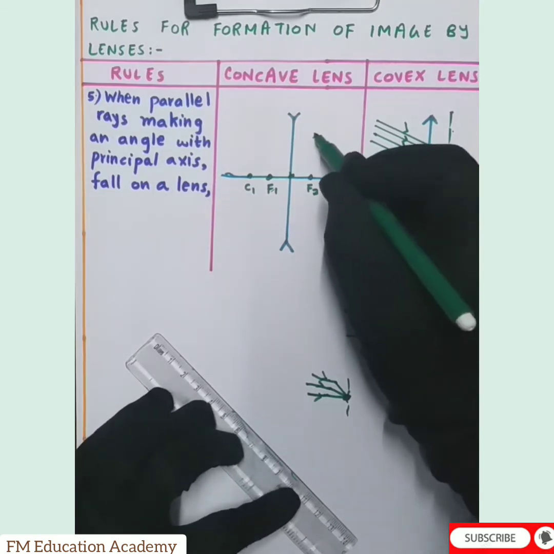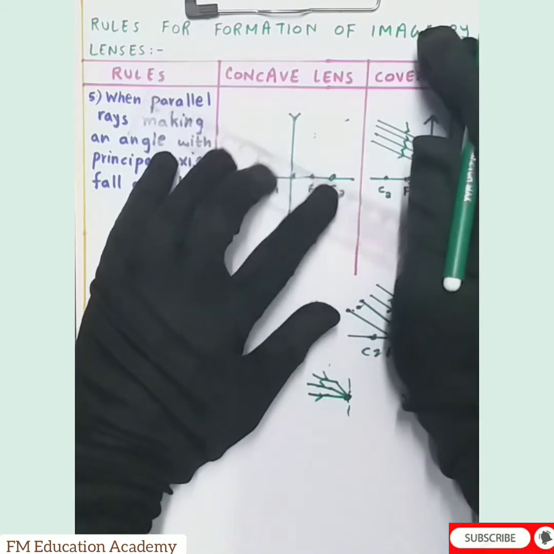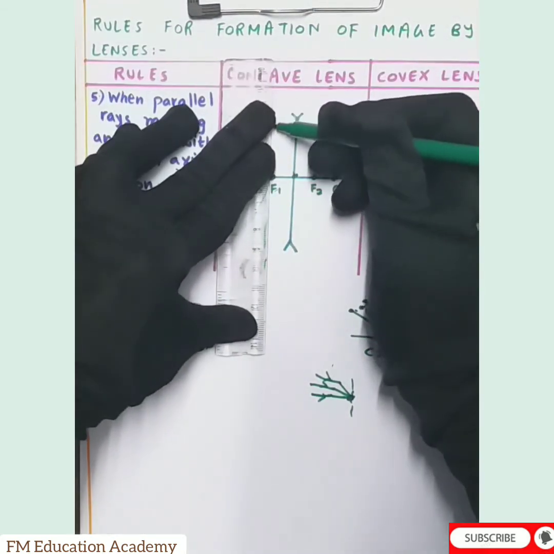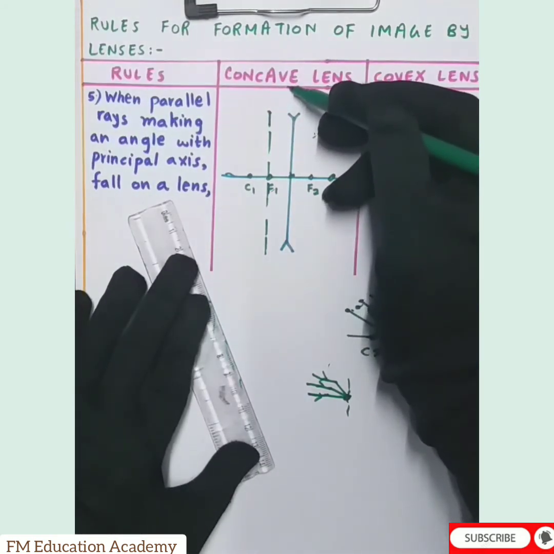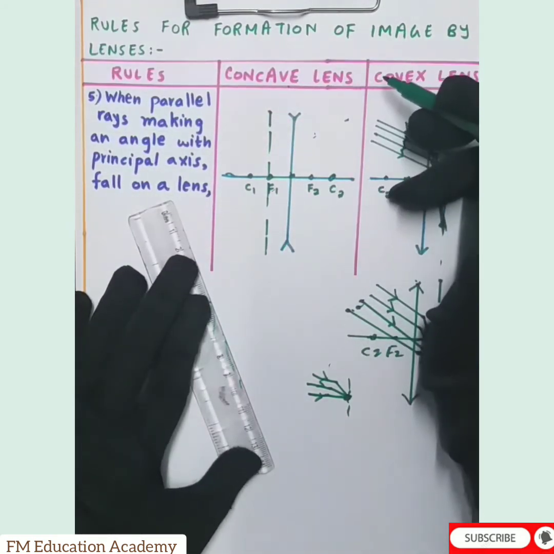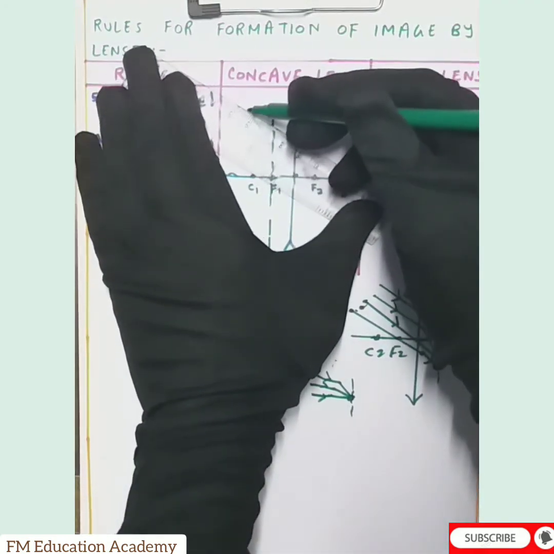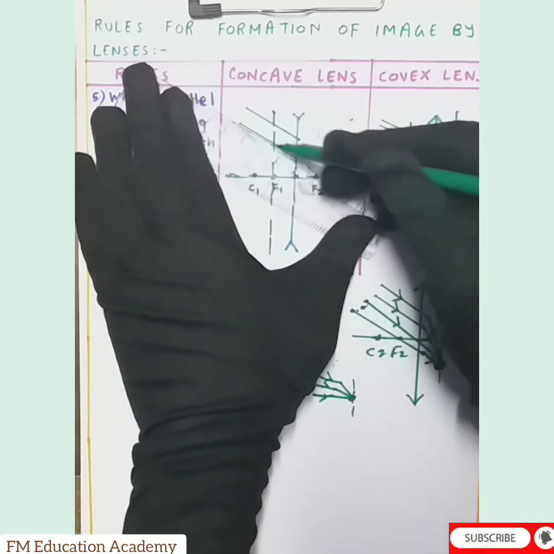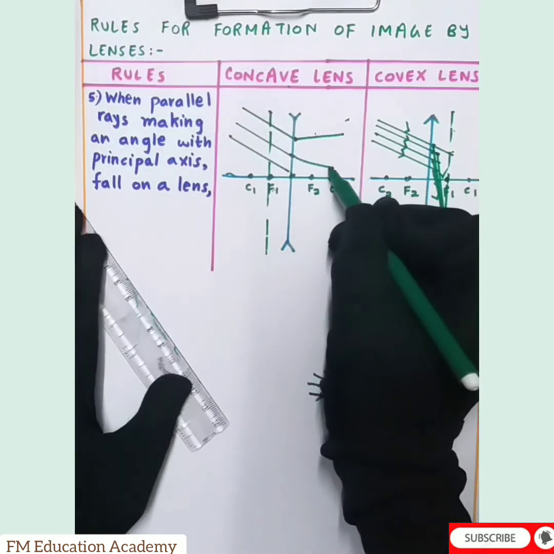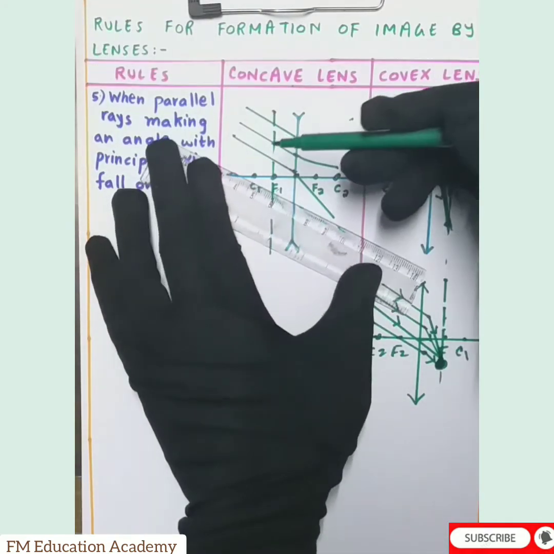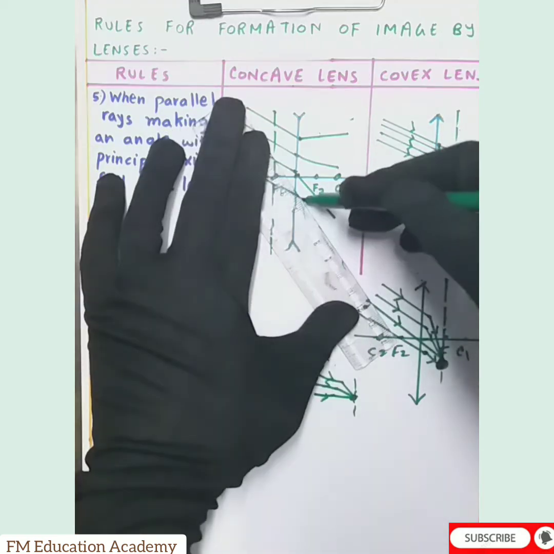Now what about a concave lens? Suppose rays are coming and they are parallel. In a concave lens, we know the rays diverge, that is, they will not meet at a point. So let us suppose the rays are coming like this, parallel. Whenever rays are coming parallel, they will diverge away, moving away like this. Similarly, here a ray is coming parallel, and it is moving away like this.